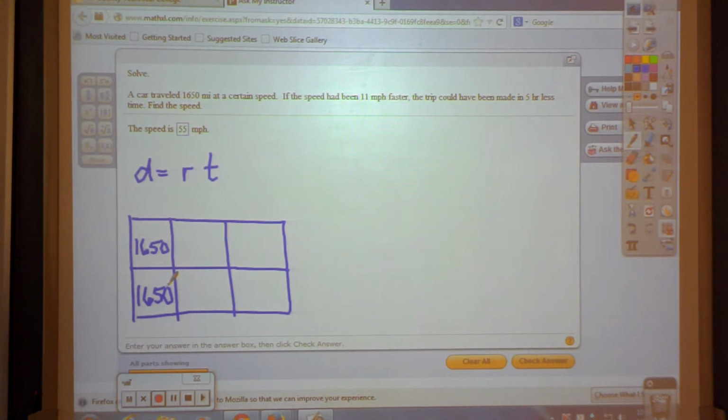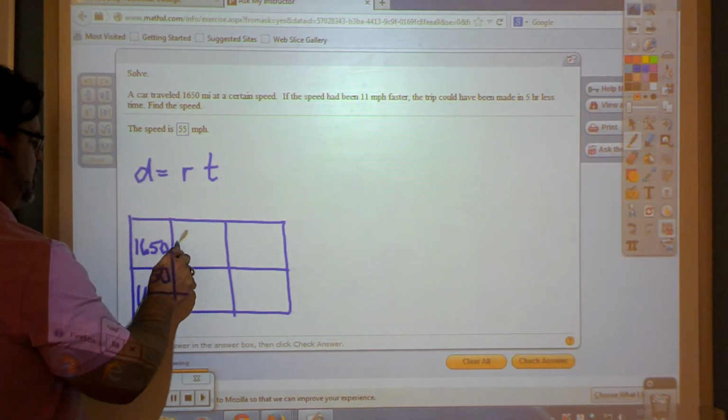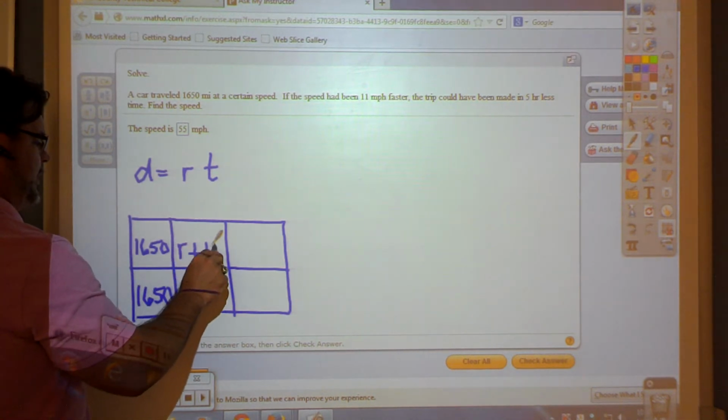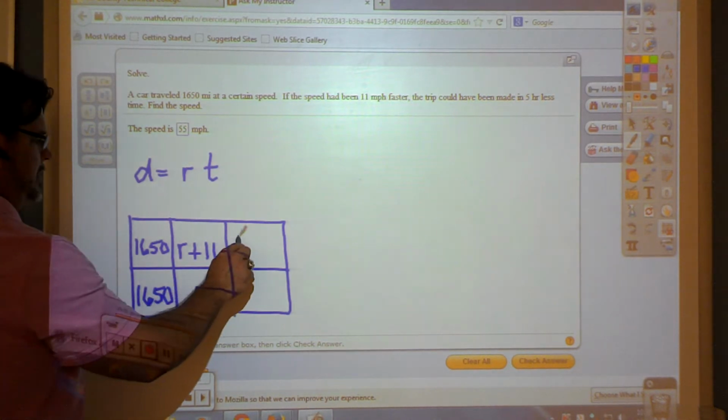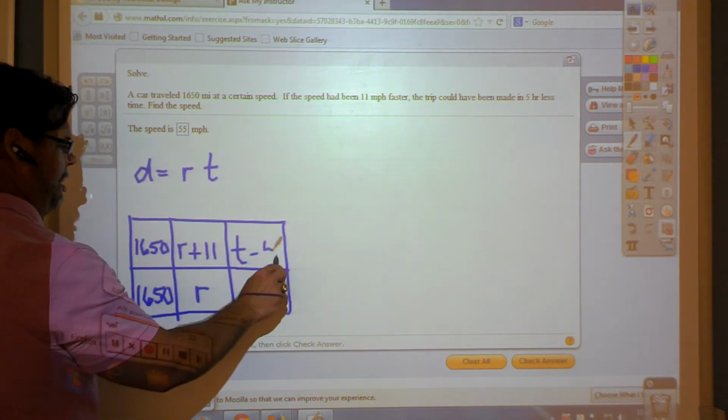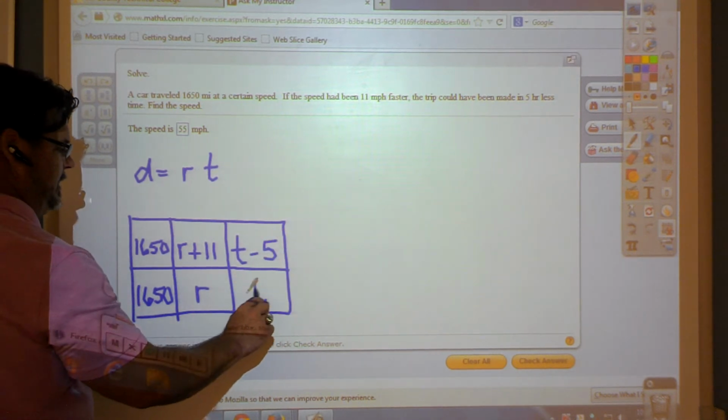Rate. Well, let's talk about the rate. If the speed had been 11 miles per hour faster, the trip would have been made in 5 hours less. So rate, I'm going to put R plus 11, and then I'm going to put R right here. And then the time is going to be T minus 5, and this would be T.